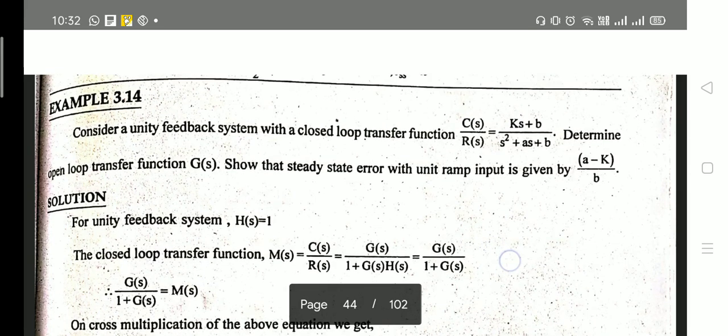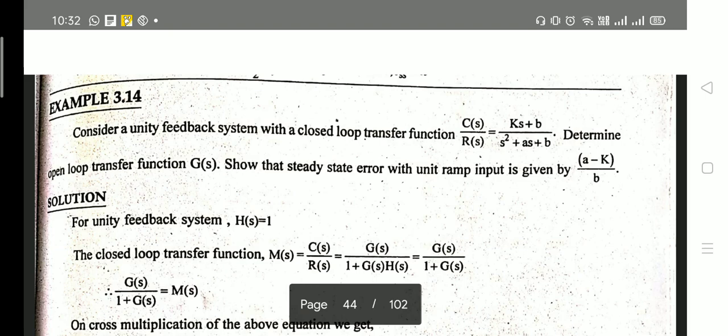Okay. Consider a unity feedback system with a closed loop transfer function C(s)/R(s) equal to (Ks + b)/(s² + As + b). Determine the open loop transfer function G(s). Show that the steady state error with unit ramp input is given by (A − K)/b.